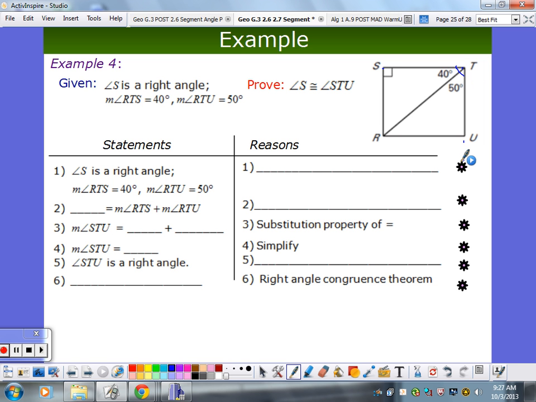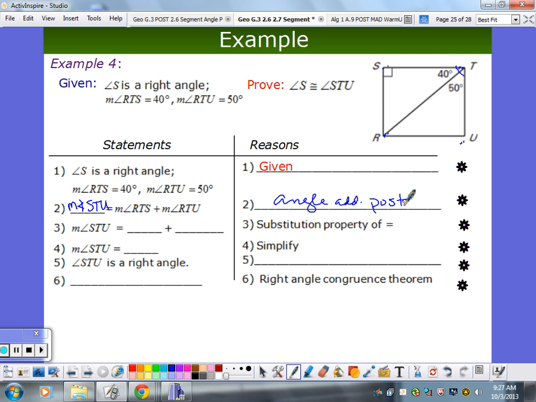How come? Okay. Something equals the measure of RTS and RTU. Something is. RTS, RTU. What's that going to be? The measure of angle STU. Yeah. And how come? The angle addition postulate.